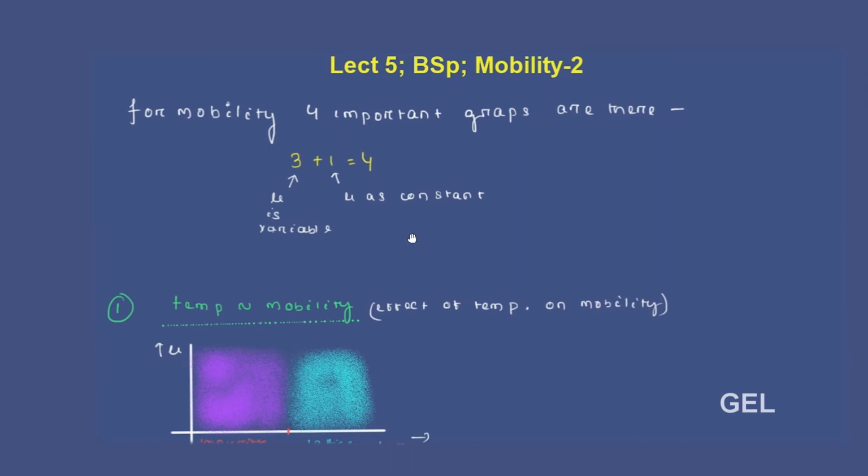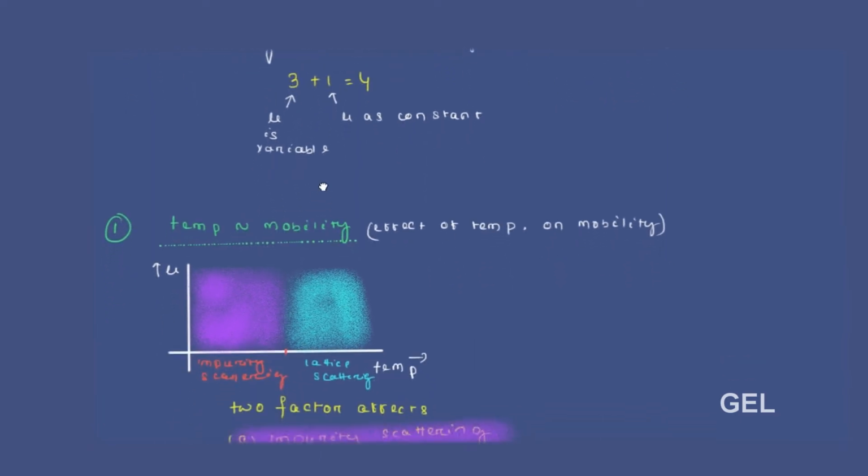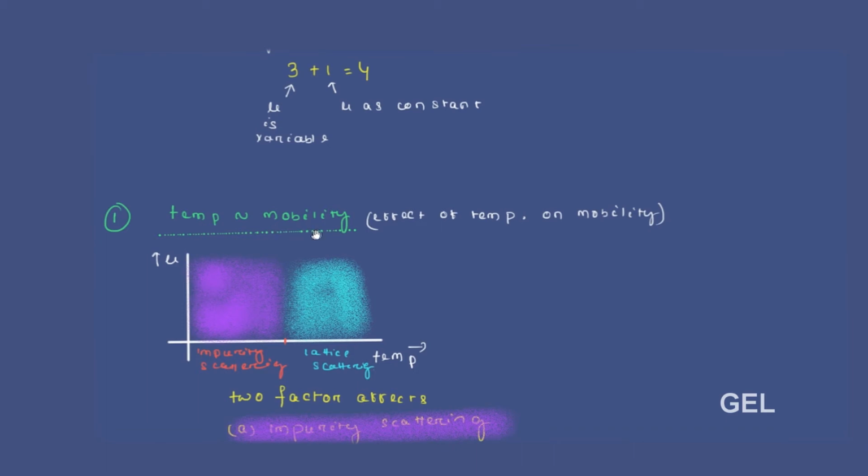Let's get started with this lecture. This lecture is very important because from it we are going to understand 4 important graphs that are associated with mobility. Three of these graphs are where the mobility is variable and one graph is where mobility mu works as a constant. What mobility is, we have understood in the previous lecture. Now let's understand how it works as a variable with 3 different parameters. The first parameter is temperature versus mobility: with an increase in temperature, how does the mobility vary?